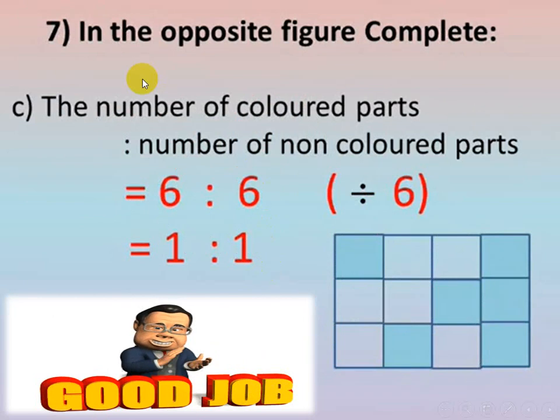Number C, the number of colored parts to the number of non-colored parts. There are 6 colored parts and 6 non-colored parts. So the ratio will be, yes, 6 to 6. 6 and 6 are of course divisible by 6. 6 divided by 6 equals 1. 6 divided by 6 equals 1. So the ratio will be in the simplest form 1 to 1.